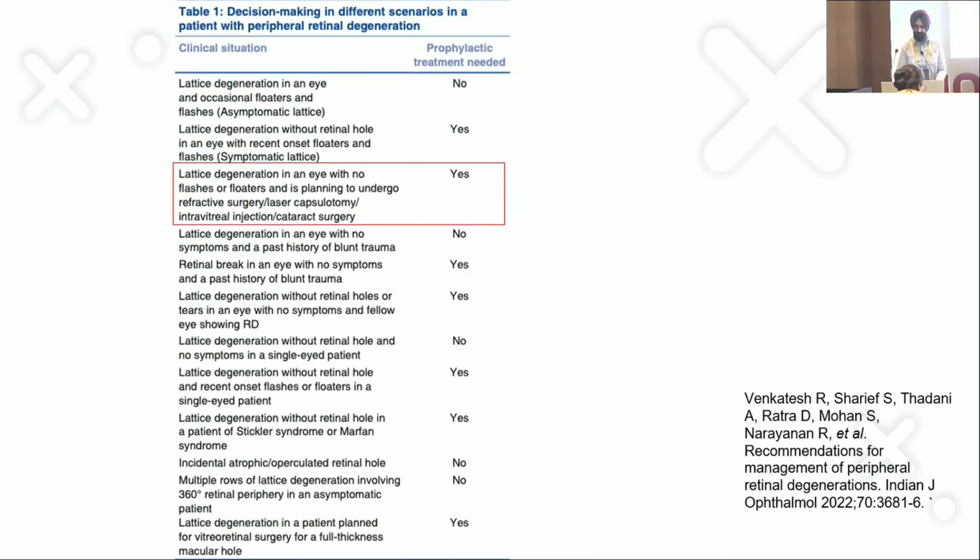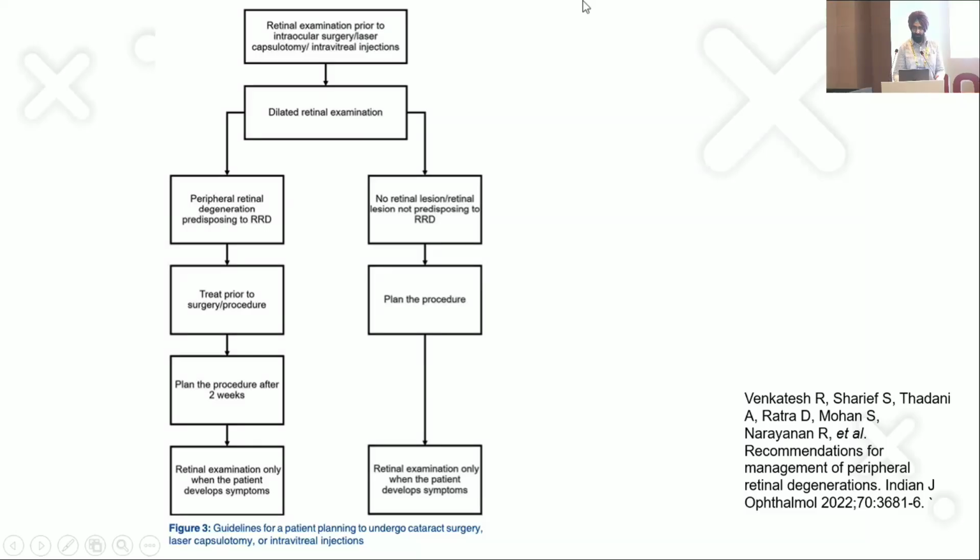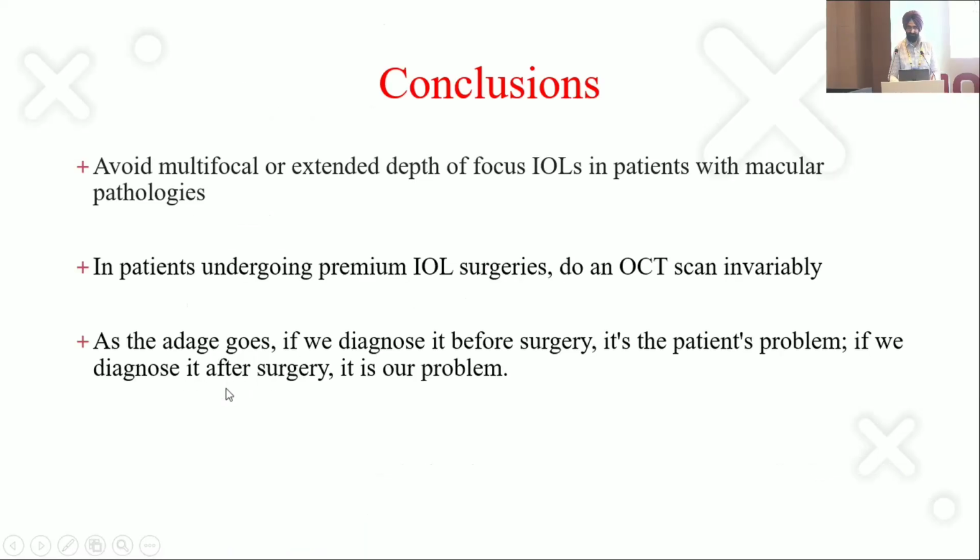This also summarizes the preferred practice pattern: lattice degeneration with no flashes or floaters but undergoing intraocular surgery should be treated before. Retina examination prior to intraocular surgery or laser or intravitreal injections: everyone should undergo a dilated fundus examination. Peripheral lesions need to be treated and the procedure can be undertaken after 2 weeks.